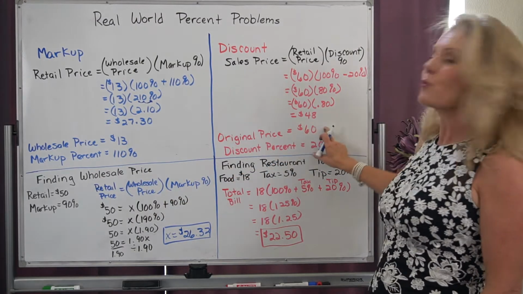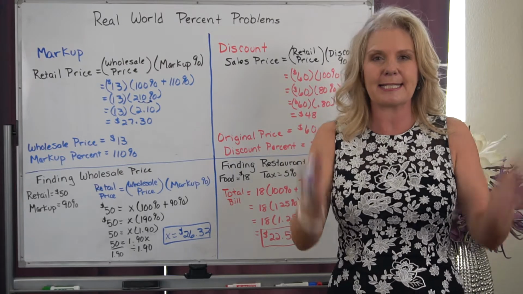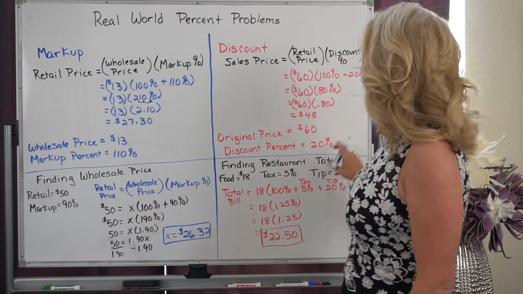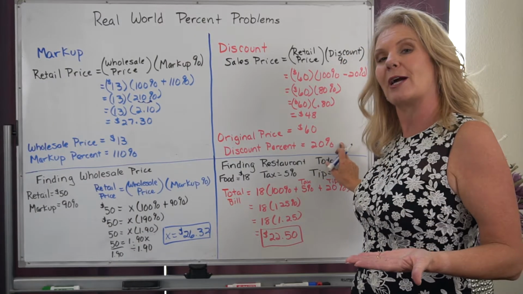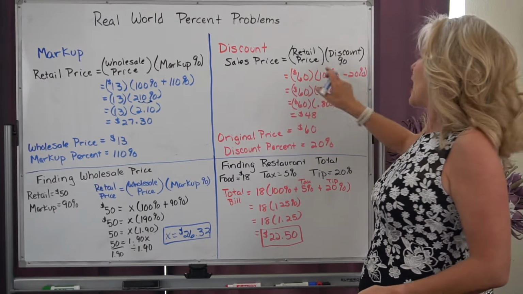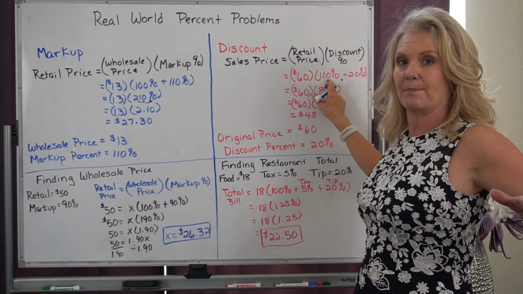So say my original price that I tried to sell it at was $60 and it just did not sell. So I'm going to try reducing that price by 20%. Well, that $60 represents 100% of where I'm starting from.